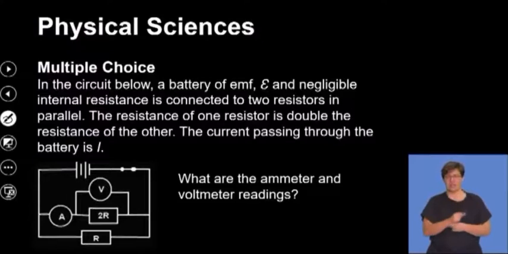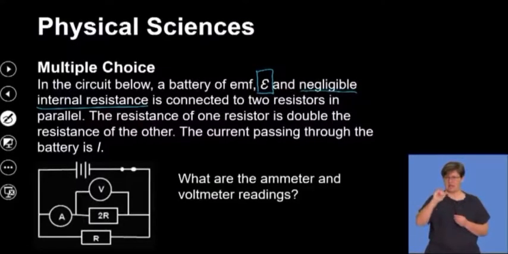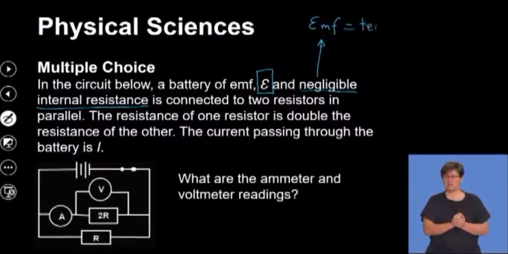And then we've got another one which says, in the circuit below, a battery with an EMF E. So we are given the EMF, which is the maximum energy that can be provided by the source, which is the battery in this case, for every coulomb of charge. And then we're told that the battery has got negligible resistance. So when the resistance in a battery is negligible, what does it mean? It means the EMF is equal to the terminal potential difference.